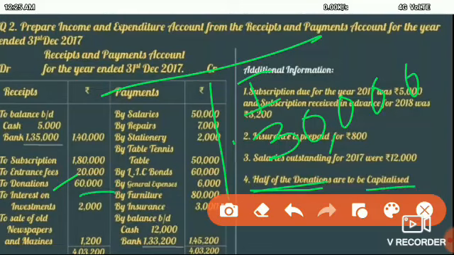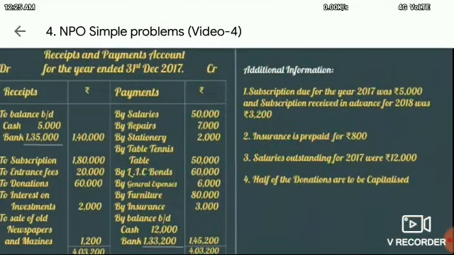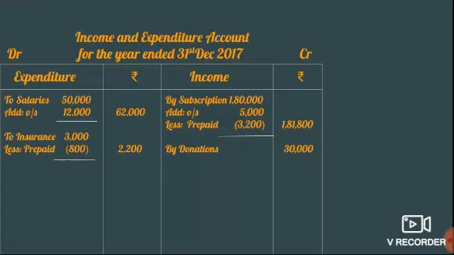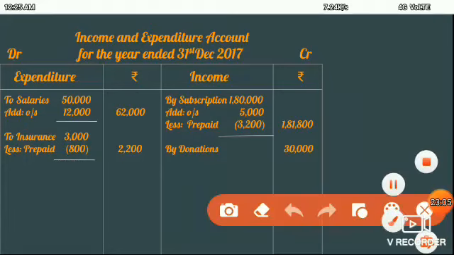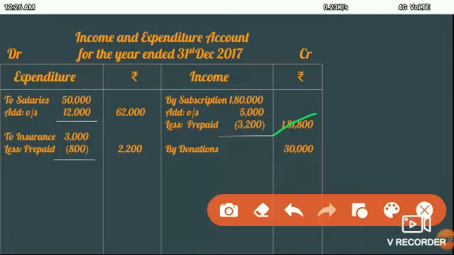So the actual donation is 60,000, so half of it will be 30,000. So in the income and expenditure account we will show it as 30,000. So when we show the adjusted items, this is something which will appear in our account. So I think you can see this. I've shown you subscription. Now donation is an income, so it is shown on the credit side as by donation, and the amount is 30,000 rupees.